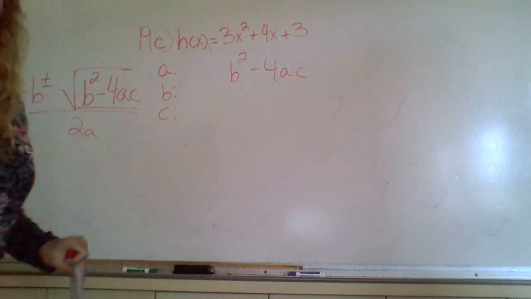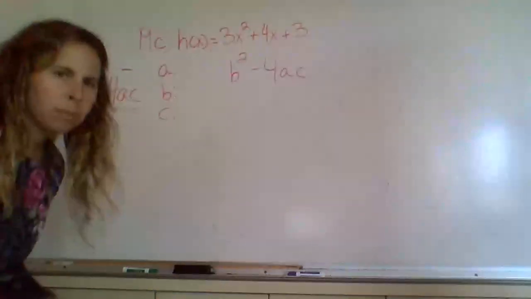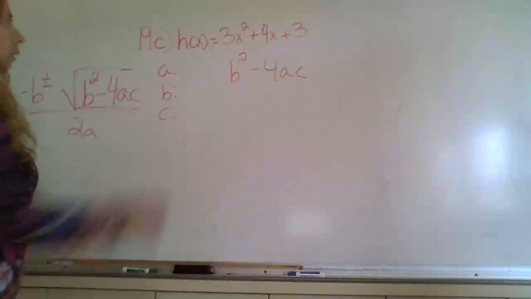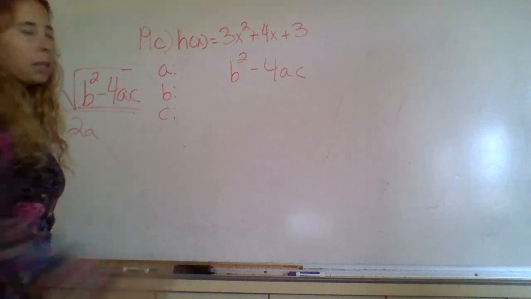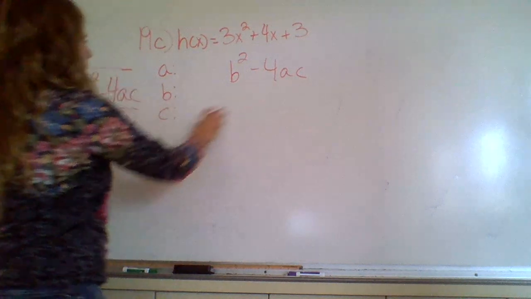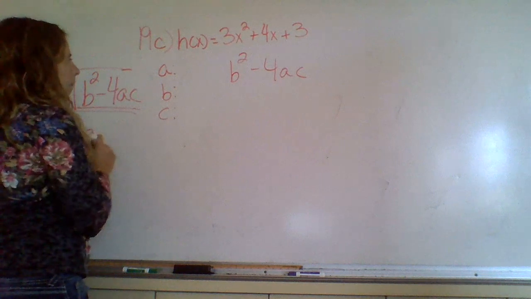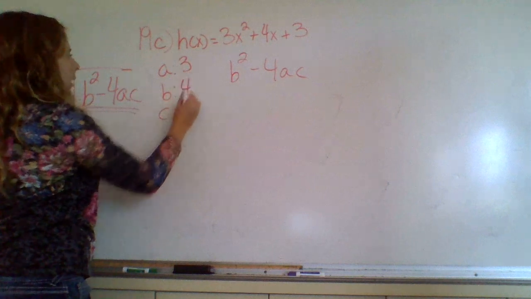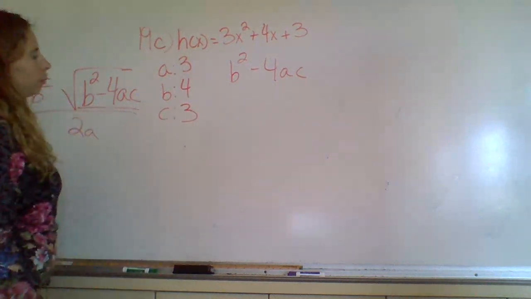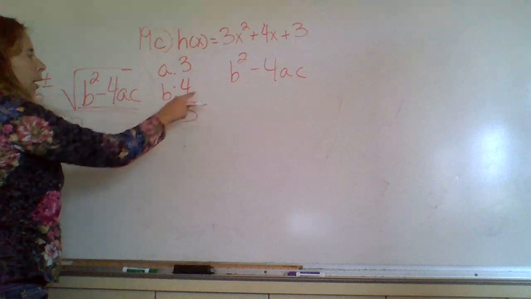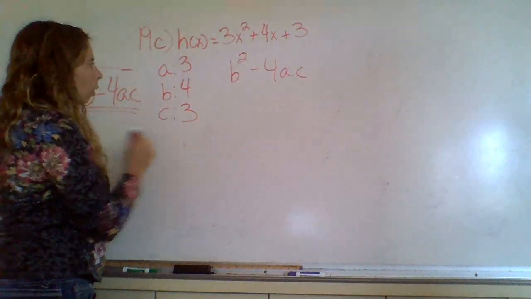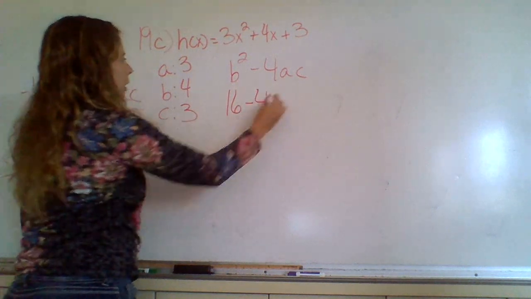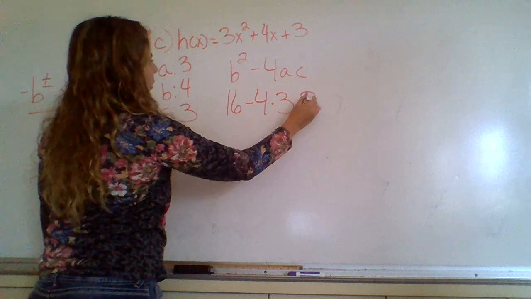All right, 19C. 3x squared plus 4x plus 3. You're still classifying roots, so I still highly recommend using the discriminant. All right, identify A, B, and C. A is 3, B is 4, and C is 3. Okay, substitute it in. B squared, so that's 4 times 4 is 16, minus 4 times A, which is 3, times C, which is also 3.